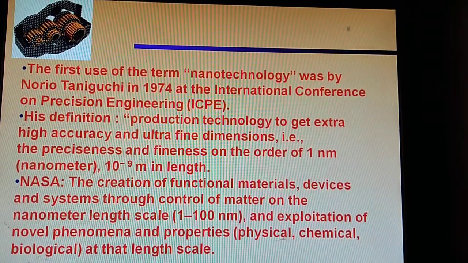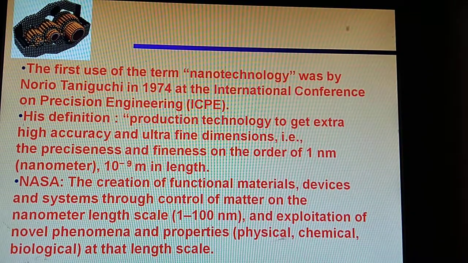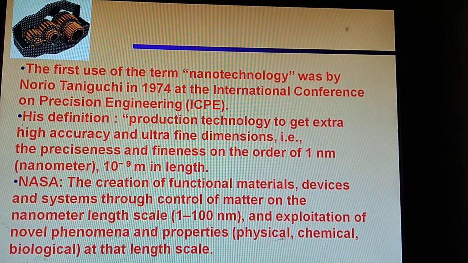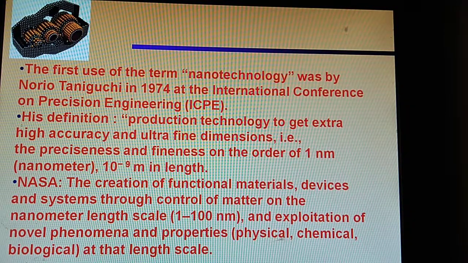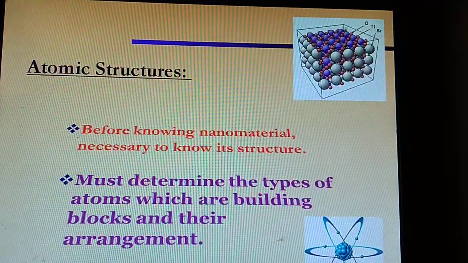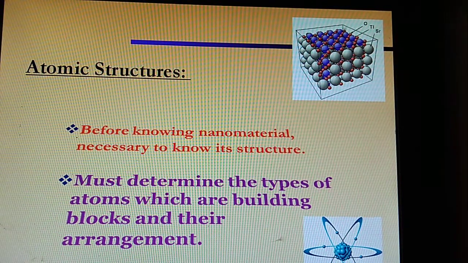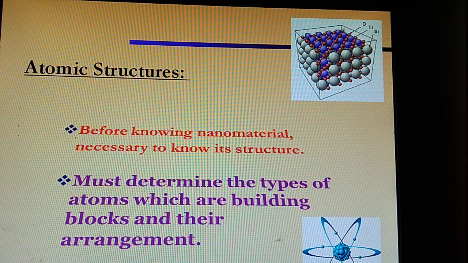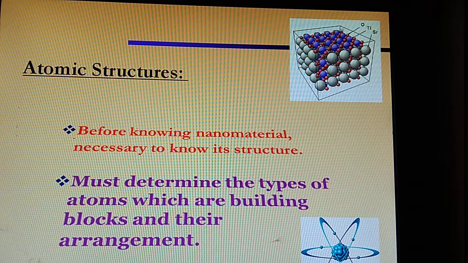These are the definitions of nanotechnology, very simple definitions, but this lecture is for the MSc final year students of physics of all Indian universities. So we skip this and come directly to the point of nanostructures. Now in nanomaterials, we have to see what types of atomic structures are there.